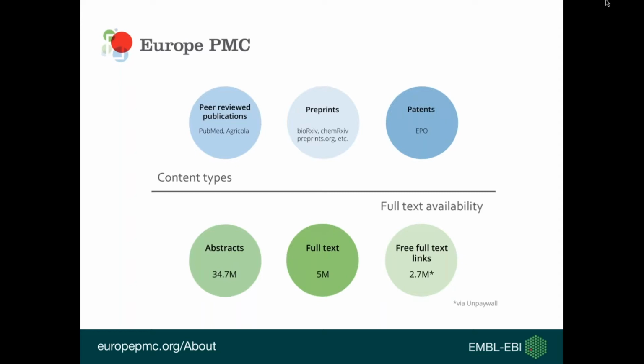And in terms of availability of full text, there are also different types of content. Nearly 35 million records only have abstracts and bibliographic information, things like journal, author name, and so on. 5 million of those have free full text available directly in Europe PMC. And on top of it, another 3 million are available as links to the free full text in other repositories or on journal pages. So altogether, almost 8 million of free full text for the 35 million abstracts.